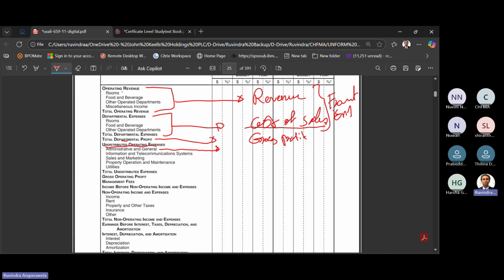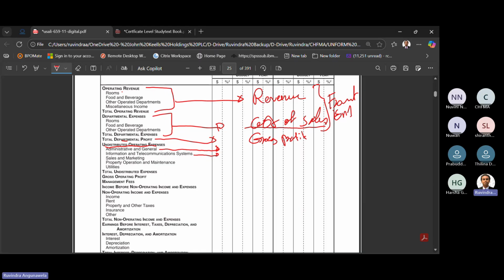We have something called information and telecommunication systems. Now, earlier I said information and telecommunication systems, if charged, becomes a minor operating department. However, if this service is not charged, if the Wi-Fi is free or the telephone communication is free, then that becomes an overhead expense for the hotel, because you don't earn an income, you just incur an expense to service the hotel. Okay.